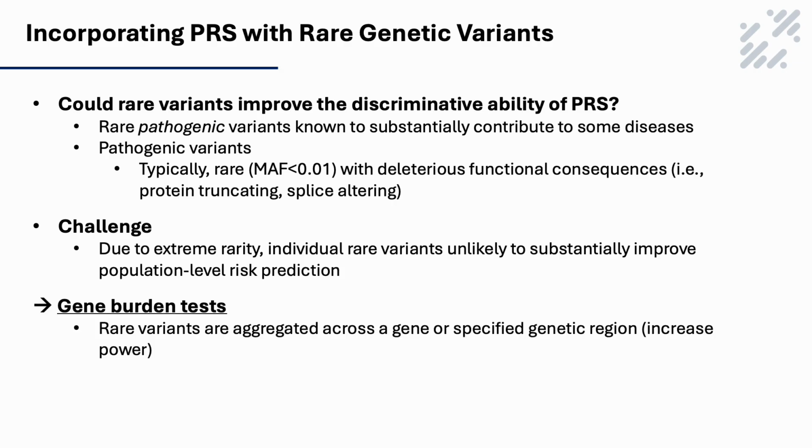So instead, what we often do is conduct gene burden tests, where instead of testing one variant at a time, we aggregate variants across a gene or some specified genetic region, and then see if carrier status for any of these rare pathogenic variants in a given gene is associated with, for instance, prostate cancer risk.